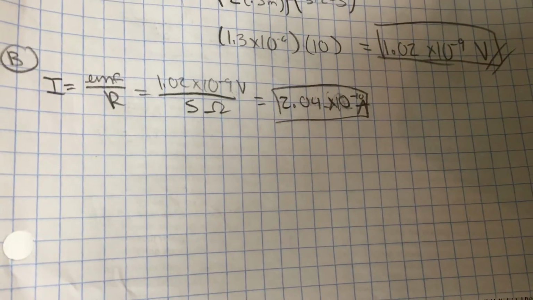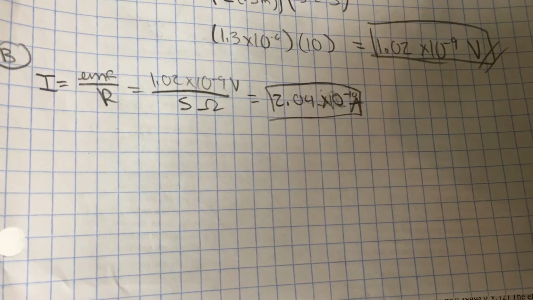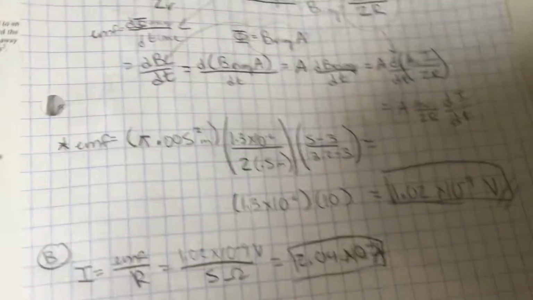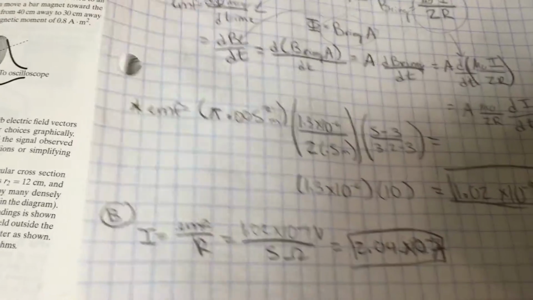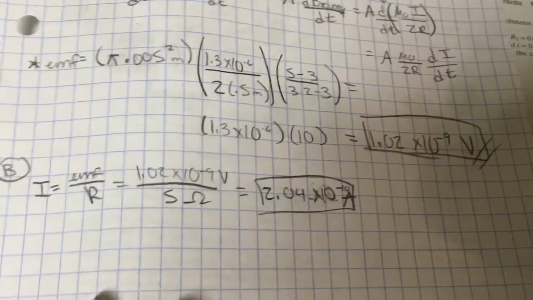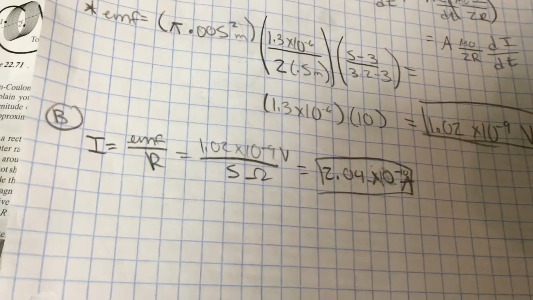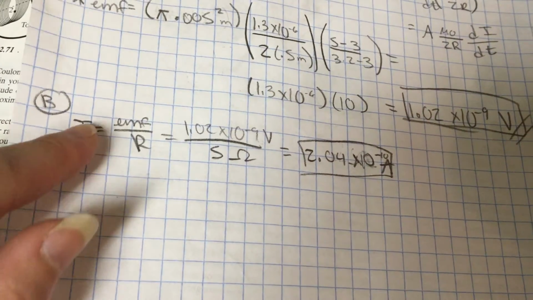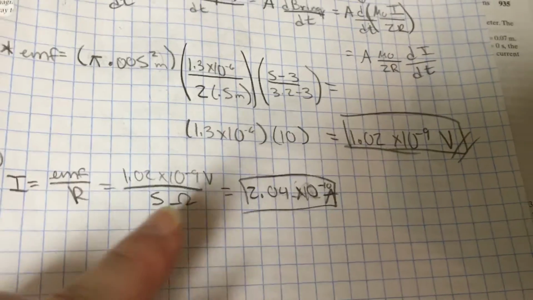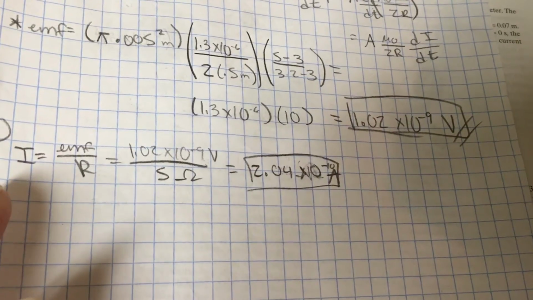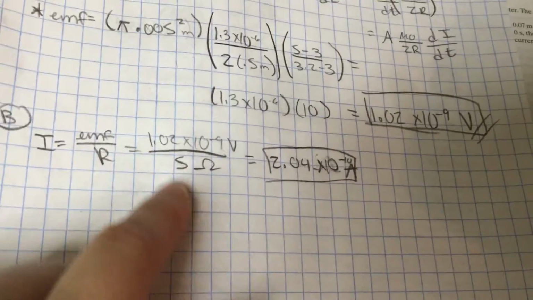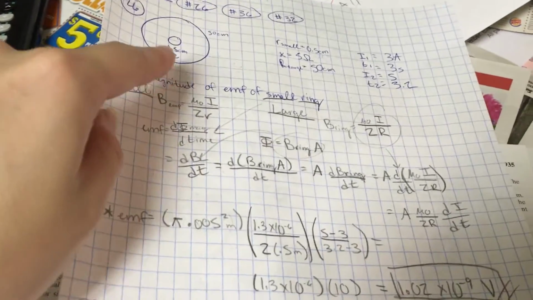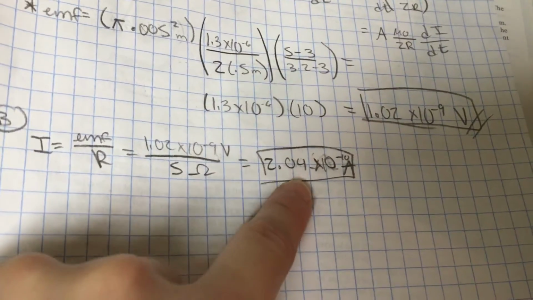For part B, it asks what is the magnitude and direction of the average current in the small ring. So the current is probably going to be counterclockwise. That's what I am guessing, that the current's going to be counterclockwise due to the current in the large ring. So I have my current equals EMF over R. It's asked me to find the magnitude of the current right now. So I already solved for my EMF, so I just do EMF divided by the R value that they gave me, which is 5 ohms. And so I get 2.04 times 10 to the negative 10 amps.